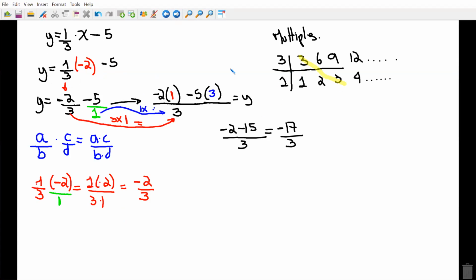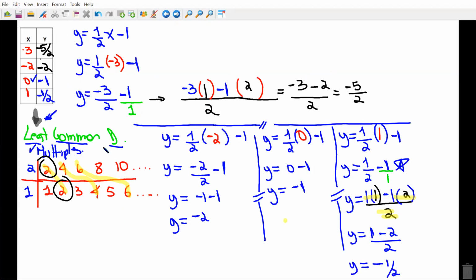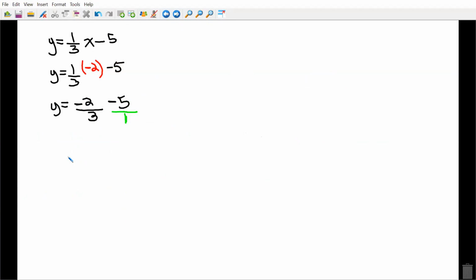Same exercise I did over here. Which one was common? Well, you know it's the 3. So y is going to be equal to negative 2 minus 5 divided by 3. And how much is negative 2 minus 5? You owe 2, you owe 5. Negative 7. Negative 7, great. y is equal to negative 7/3.